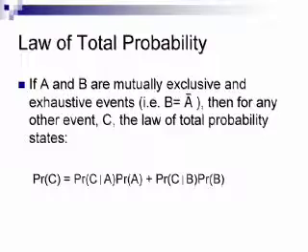Finally, we can consider the law of total probability. If events A and B are mutually exclusive and exhaustive, that means B equals not A, then for any other event C, the probability of event C is the probability of C given A times the probability of A plus the probability of C given B times the probability of B.